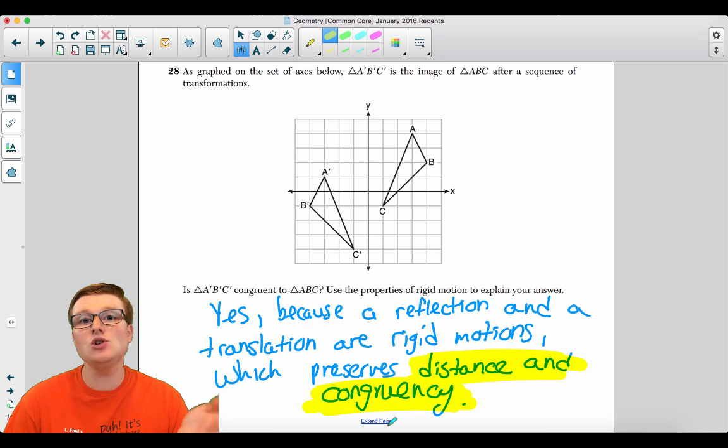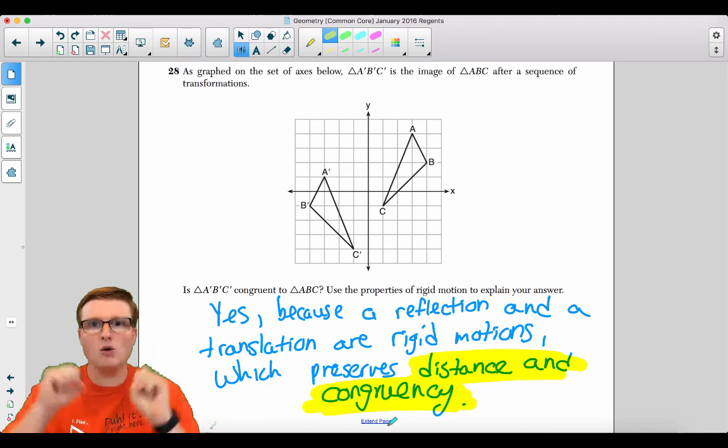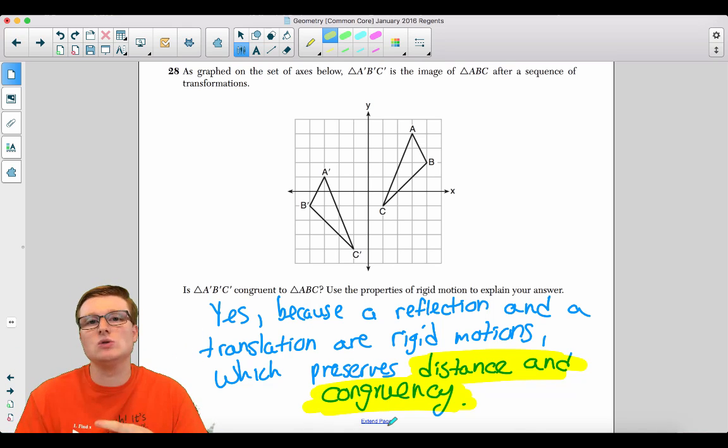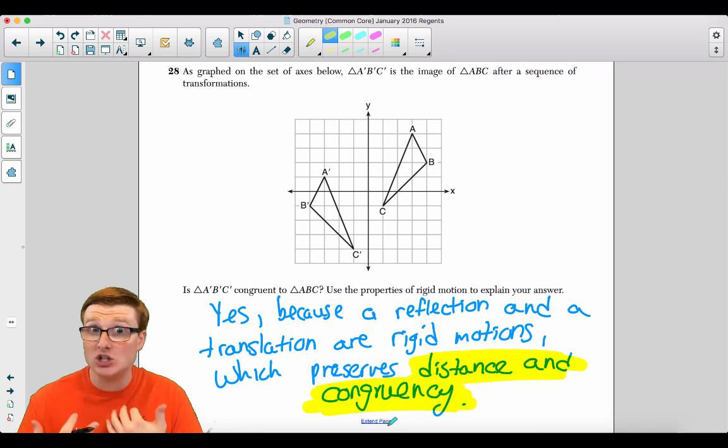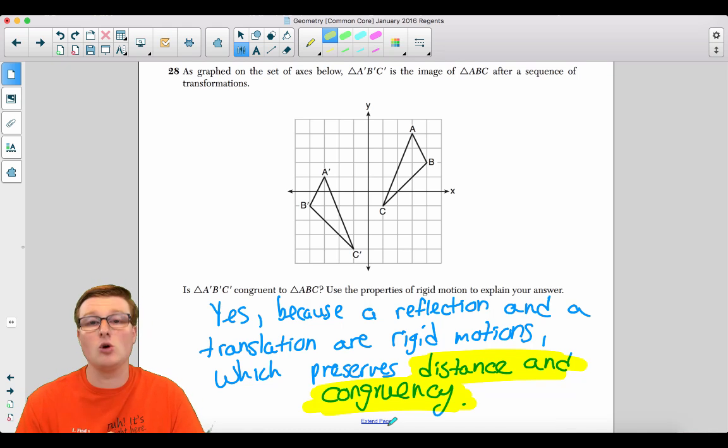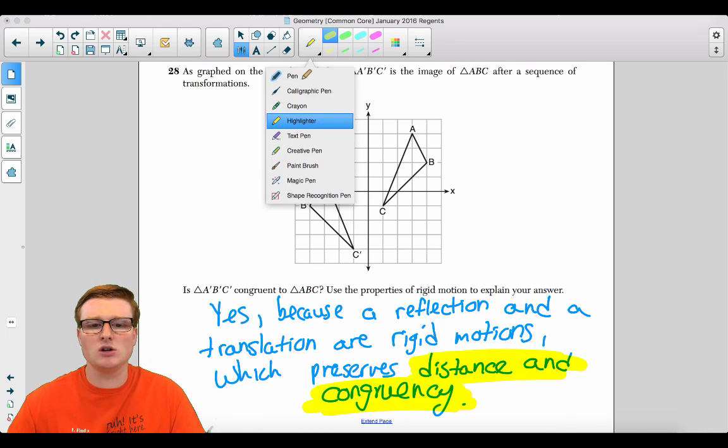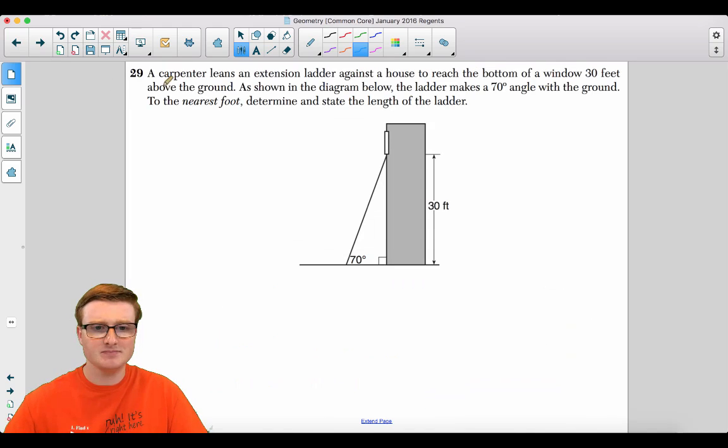But the state of New York wants you to use mathematical vocabulary, so they want you to use the words distance and congruency as opposed to shape and size, because we are big boys and girls, so they want us to use big boys and girls words. So that's why I always say distance and congruency. It's kind of just one of those things that you have to memorize as well.